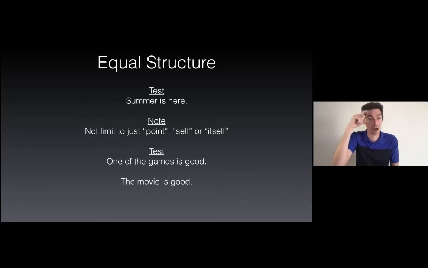Now is, so for summer is here. As I was looking at this, you can say summer itself is here, but is can mean now. So summer is now here. So summer now here. So I'm trying to tell you that equal structure is not limited to those three things, but it's just your way of using equal structure.